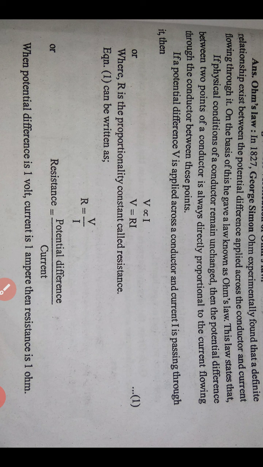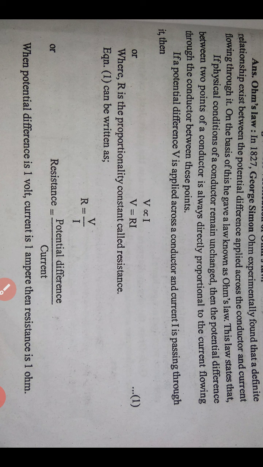According to this law, if the physical conditions of a conductor remain constant, such as temperature, pressure and volume, then the voltage is directly proportional to current. If you are increasing the voltage, then the current will increase linearly according to the voltage, and if you are decreasing the value of voltage, then the current will definitely decrease linearly.